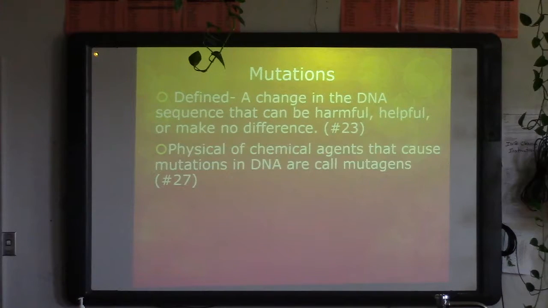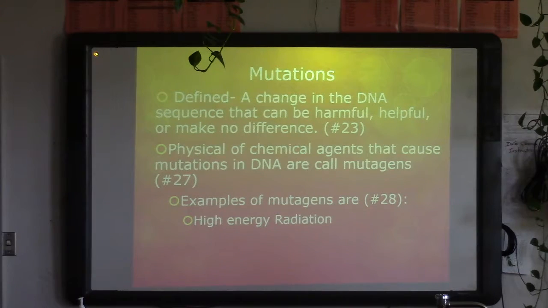We'll continue on. Physical or chemical agents that cause mutations in DNA are called mutagens. That's the answer to number 7. Mutagens. Examples of mutagens. Here are a few of them you can write down. High energy radiation. This would be like nuclear radiation. For example, remember the huge tsunami that happened in Japan? It hit that nuclear power plant, and radiation has affected it because it was released.